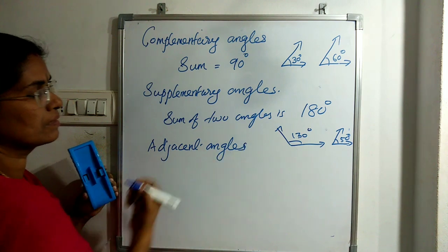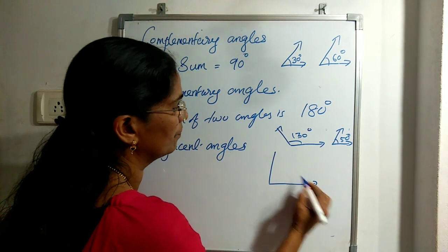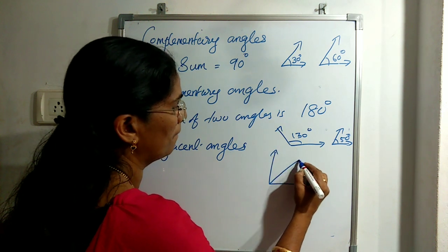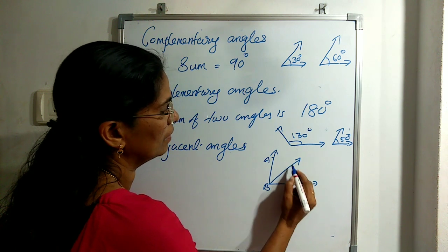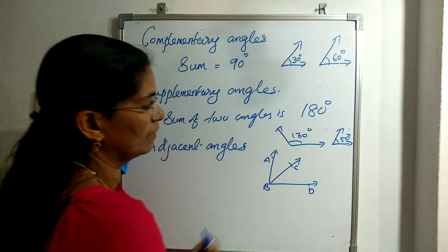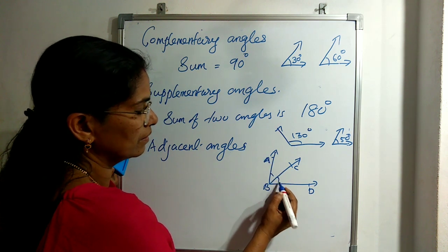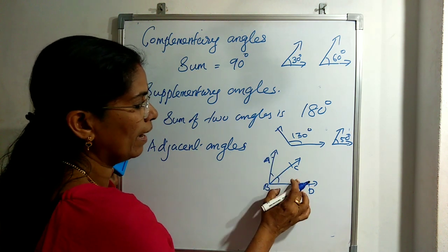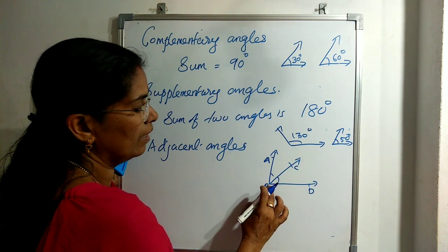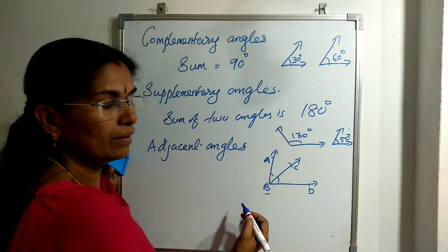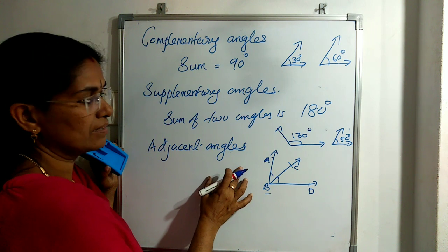What are adjacent angles? Look at this figure. Naming it as A, B, C and D. There are two angles here. But for these two angles, one ray is common and the vertex is also common. These types of angles are called adjacent angles.